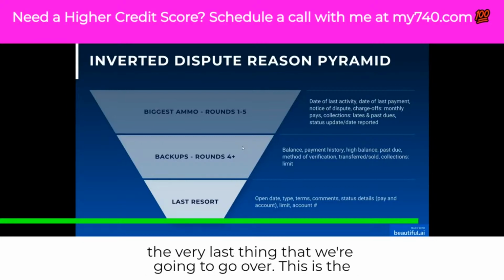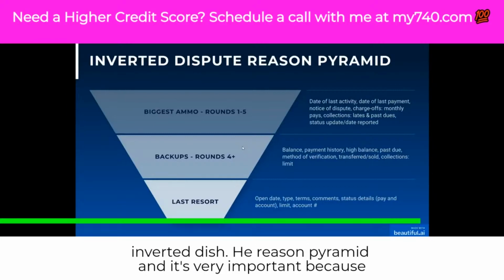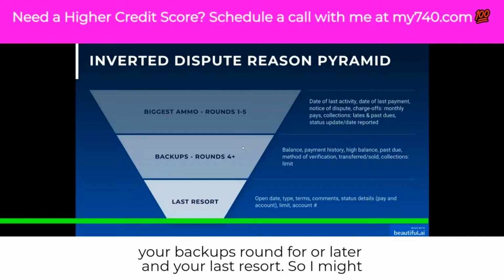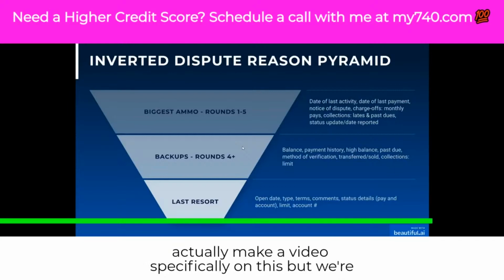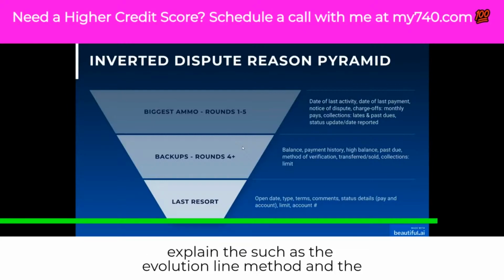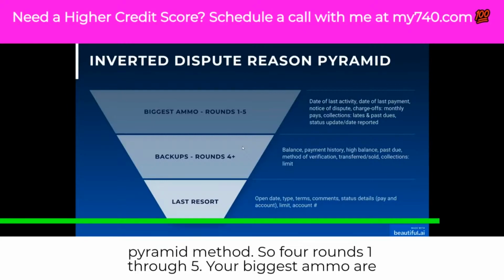All right. So this is the very last thing that we're going to go over. This is the inverted dispute reason pyramid. And it's very important because it shows you your biggest ammo, which are rounds 1 through 5, your backups, round 4 or later, and your last resort. So I might actually make a video specifically on this, but we're going to go over this quickly because I have other videos that explain this, such as the evolution line method and the pyramid method.